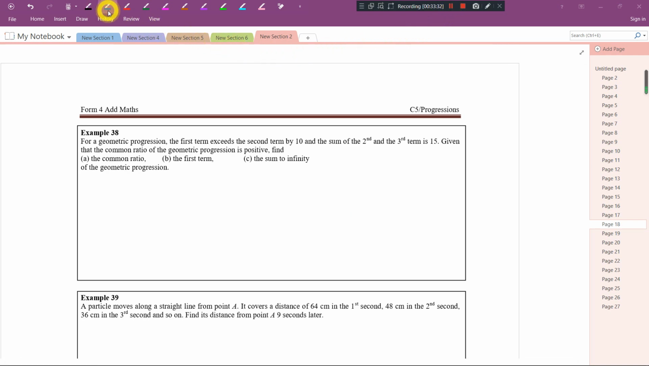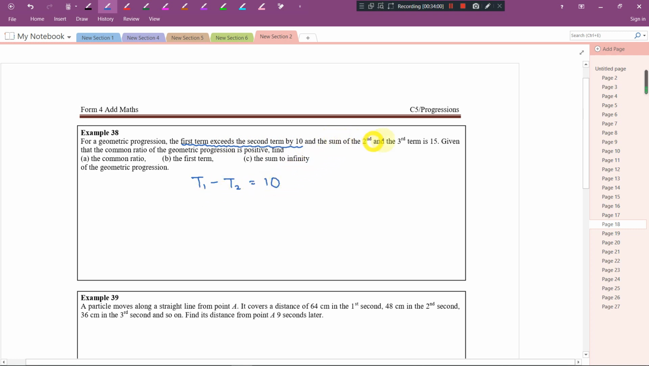Okay, let's try one more example for this video. For a geometric progression, the first term T1 exceeds the second term by 10. It means that T1 is more than T2 by 10. So T1 minus T2 is equal to 10.